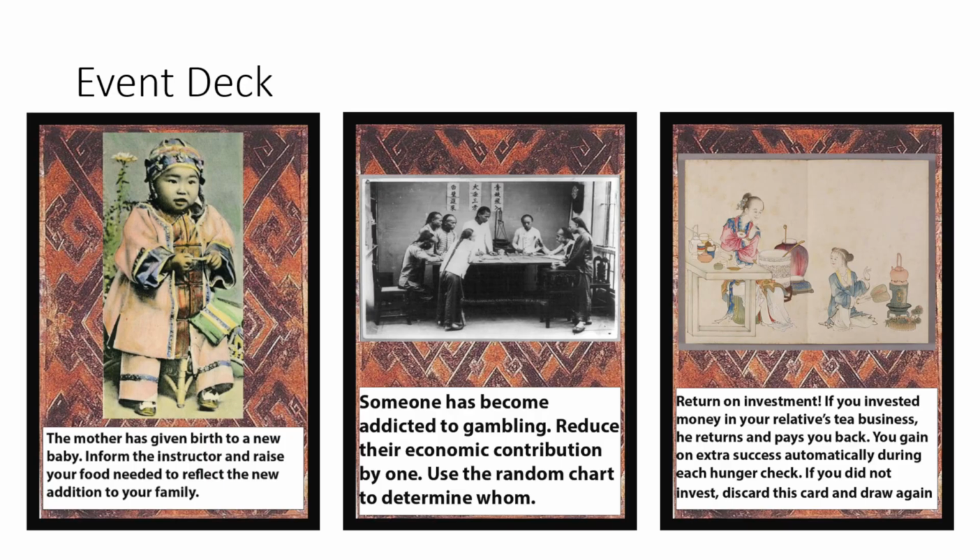In each turn you'll draw a card from an event deck, and some of these cards mean you'll have a baby. If you have a baby, let the instructor know. Sometimes cards will say something happened to someone. For example, someone has become addicted to gambling. Reduce their economic contribution by 1, and you use the random chart to determine whom.